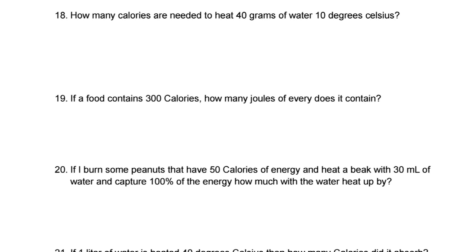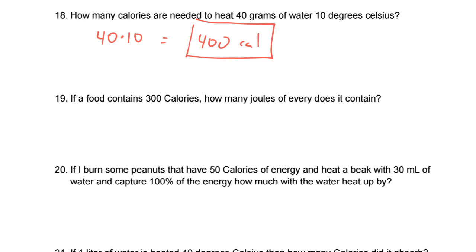18, question about calories. How many calories, little c calories, always pay attention to the capitalization there, are needed to heat 40 grams of water 10 degrees Celsius? So all we have to do is just the 40 times the 10 here. And that's because the specific heat of water is 1 calorie per degree per gram. So it's just multiplying the two numbers. It's just as simple as that. This is 400 calories. 1 calorie will raise 1 gram 1 degree. So 400 will raise 40 grams 10 degrees.